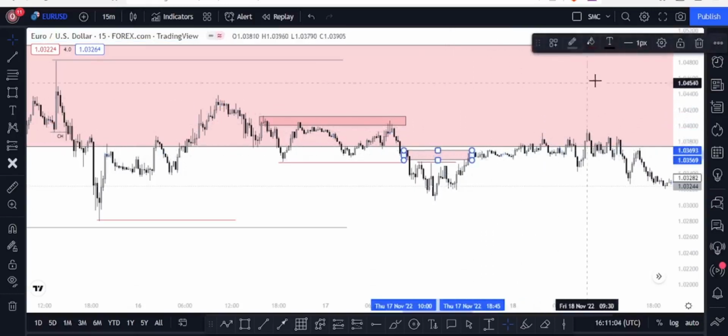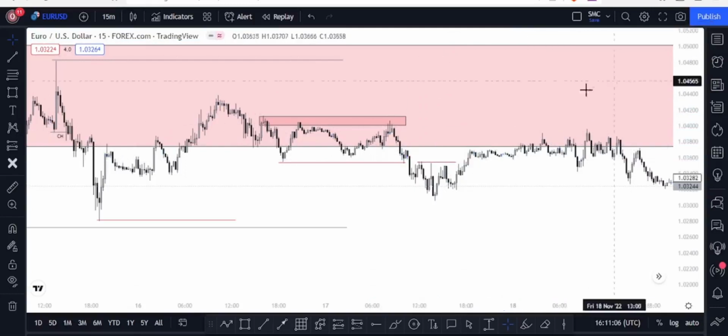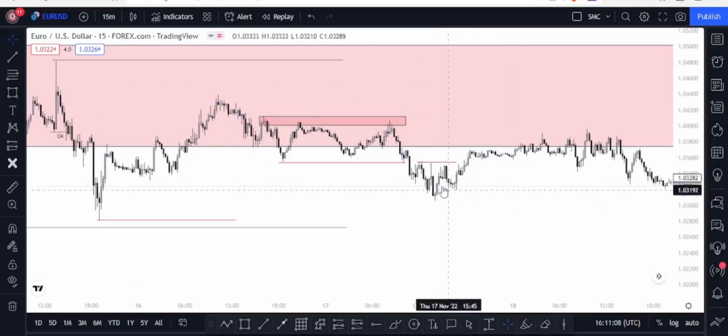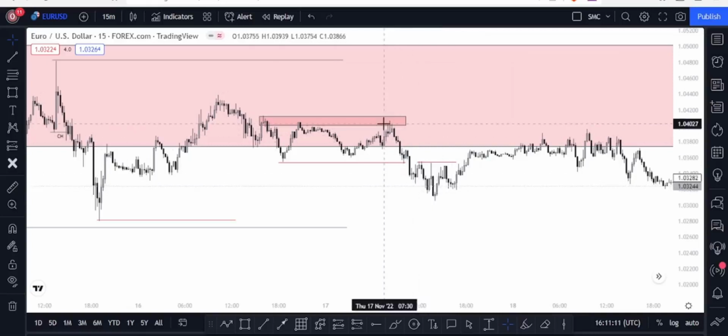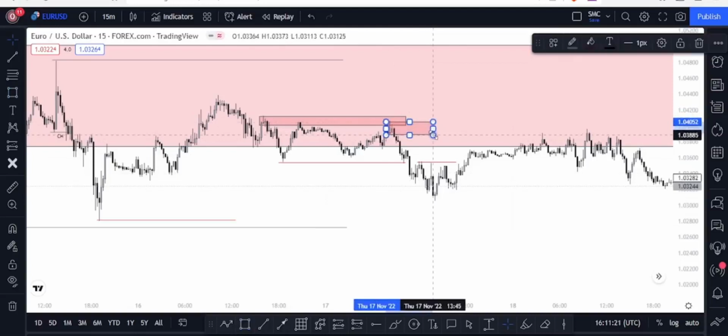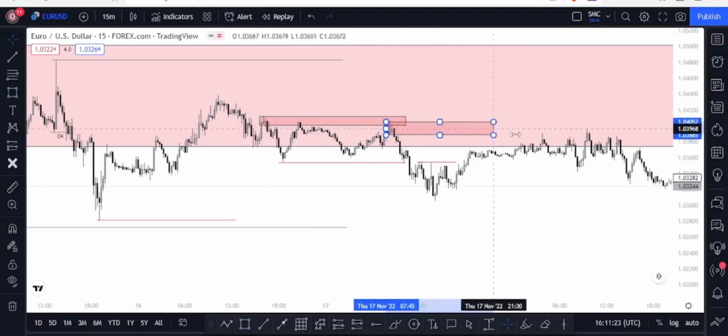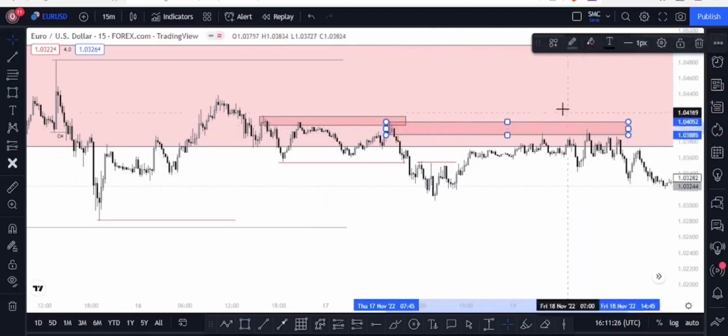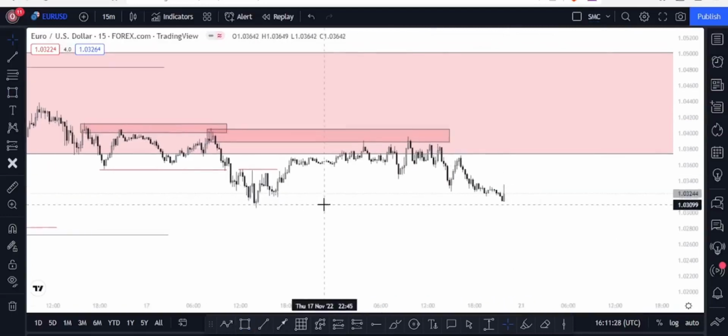I want you to take note of this. Price reacted off of this OB here after taking out all the liquidity. Price now reacted off of this OB. We are moving from mitigation to mitigation. So price reacted off of that OB there before dropping.